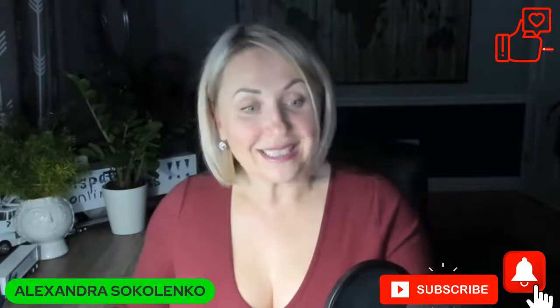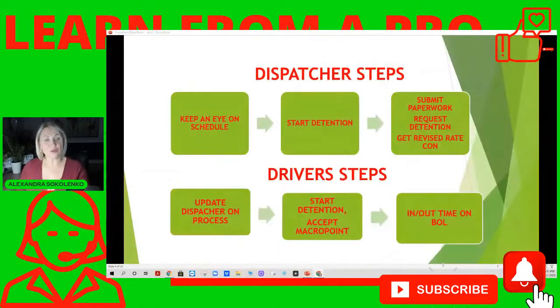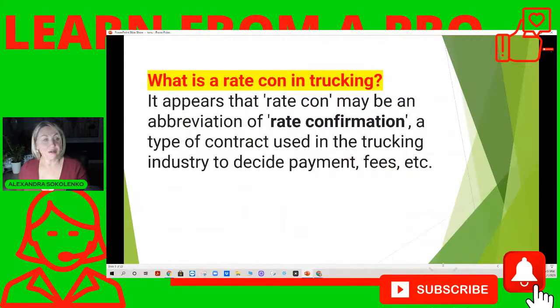Well, let's keep going. So now you requested the revised rate confirmation, right? So let's just confirm for people who are new to this. What is a rate con in trucking? Well, rate confirmation, this is a contract between carrier and broker where all of this should be specified, right?